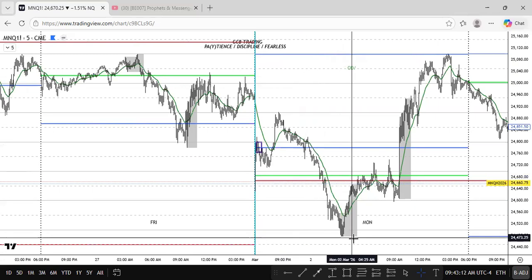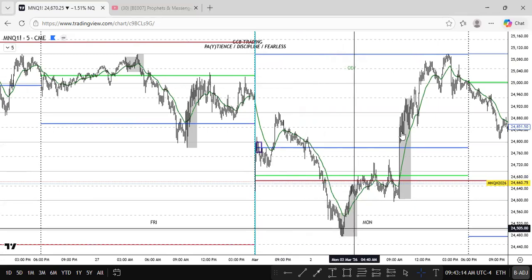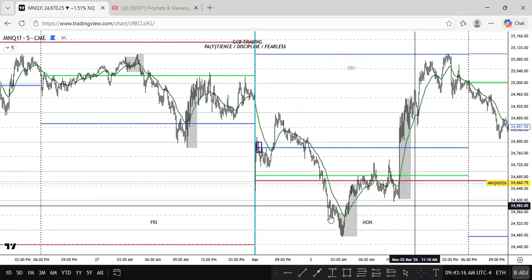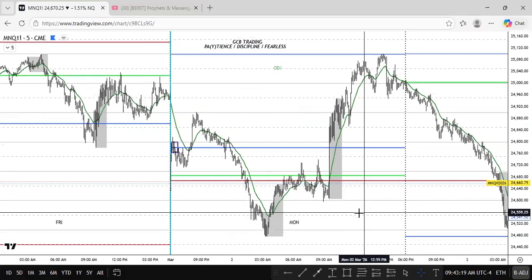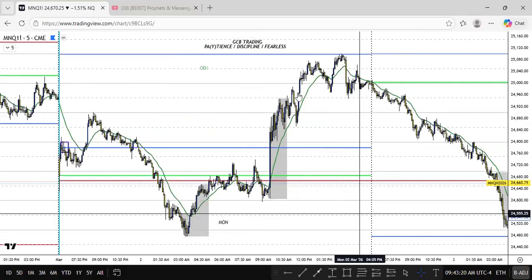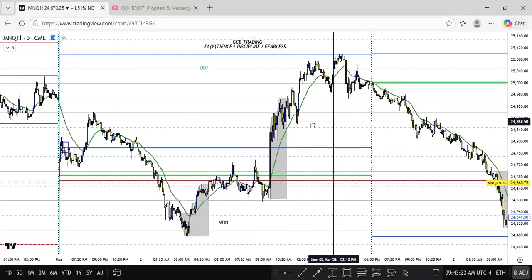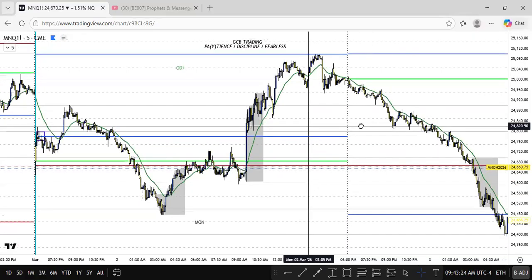And as you guys can see, this thing exploded from off the London session. So probably the best entry was during London, but that is okay. I was still able to get what I wanted out of the market. Right now, as we head into Tuesday.